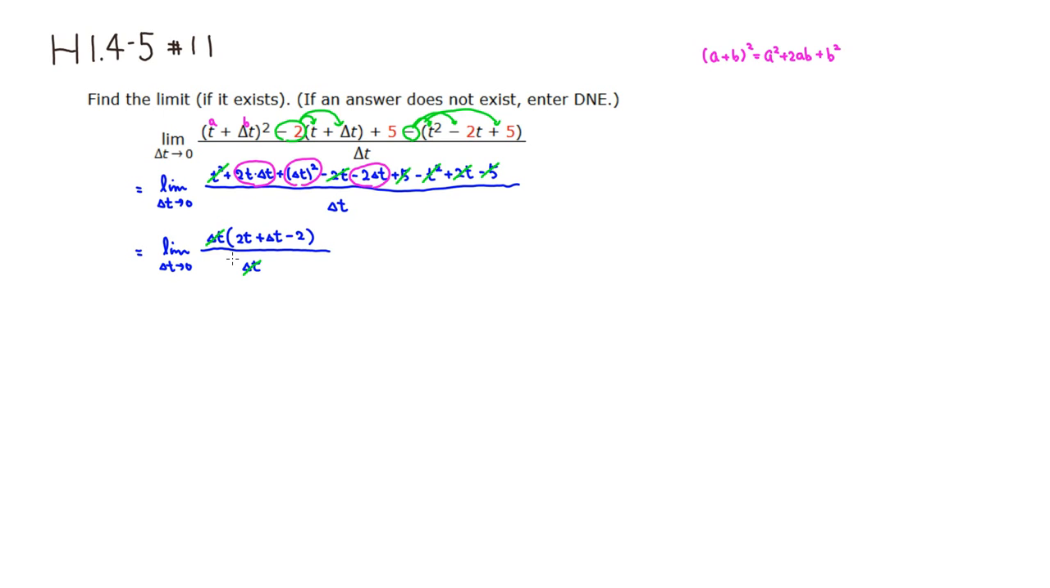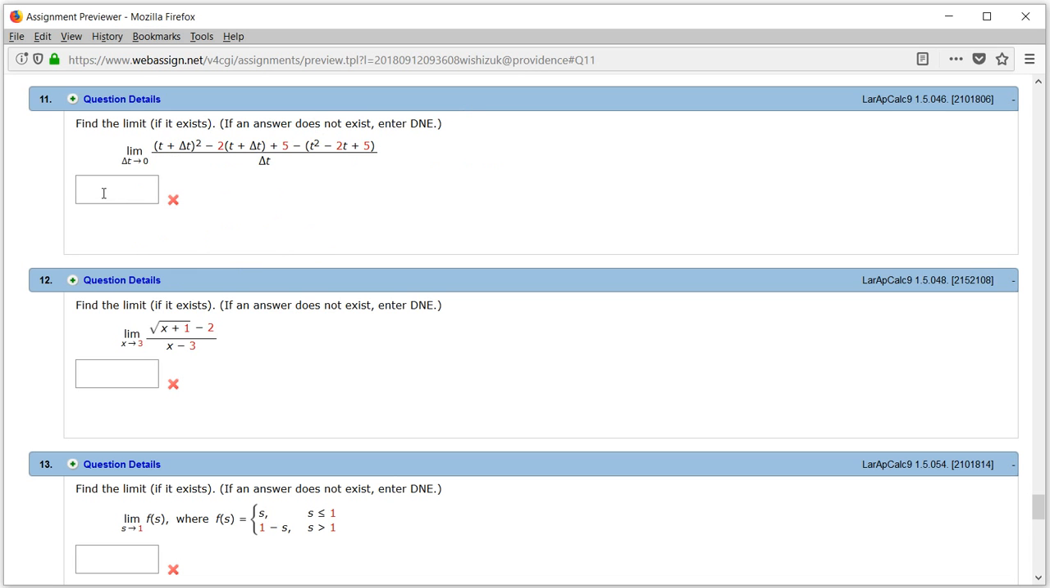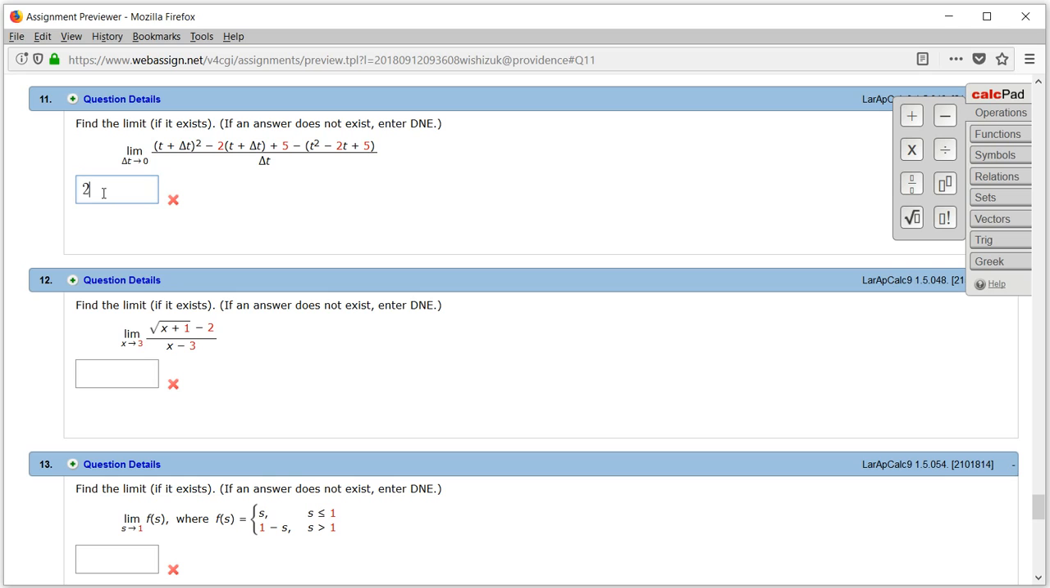Then we're going to take the limit. So delta t approaches 0, which means that this term approaches 0. So what's left is 2t minus 2. So therefore, this is 2t minus 2. Let's type it in. So what we got was 2t minus 2.